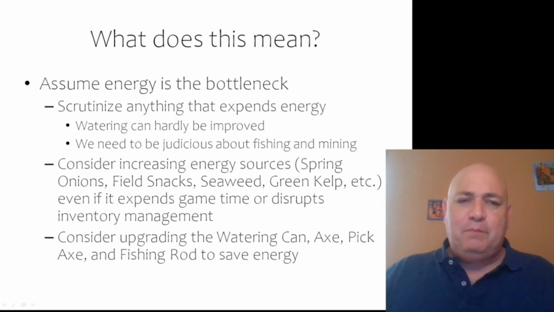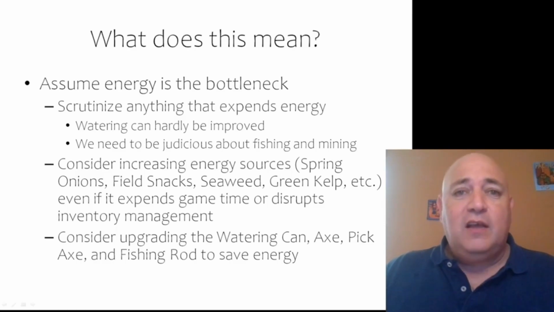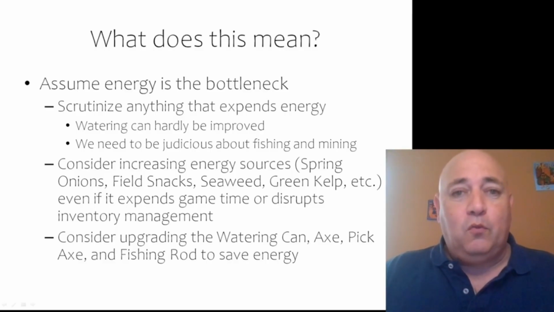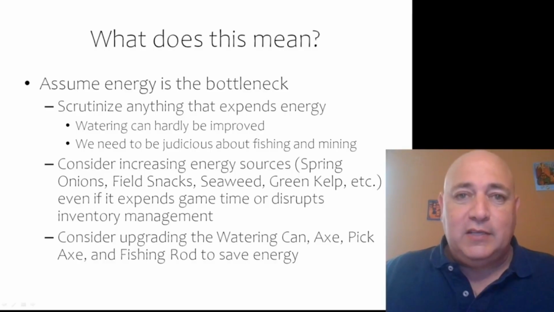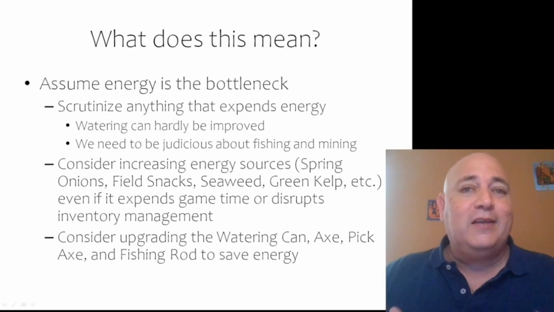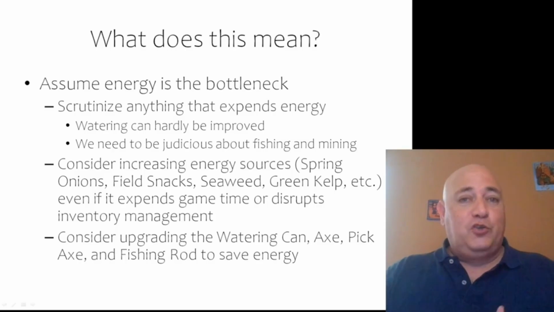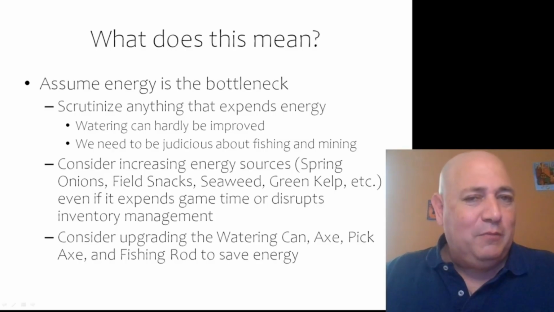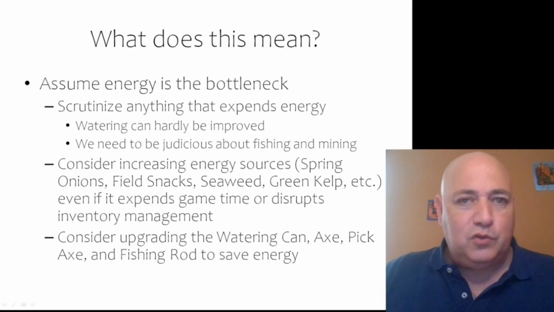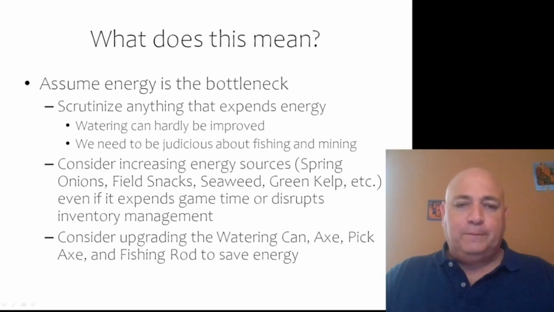So the next step beyond that is we're going to consider, are there bigger trade-offs we can make to get more surplus energy? And we may want to think, well, it's a long way to walk down to get spring onions, but it is a source of energy. So if we do that walk and we get spring onions, it may be worthwhile as a trade-off, because time in the game isn't as important as energy that we can use to do what we want to do, right?